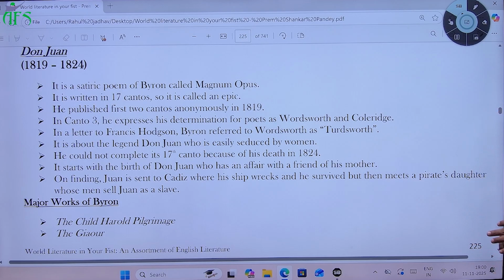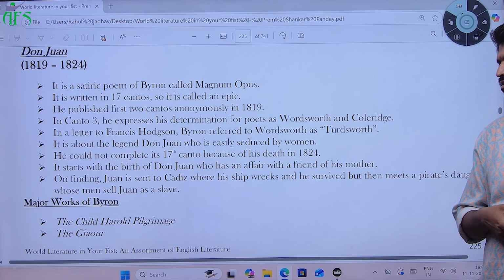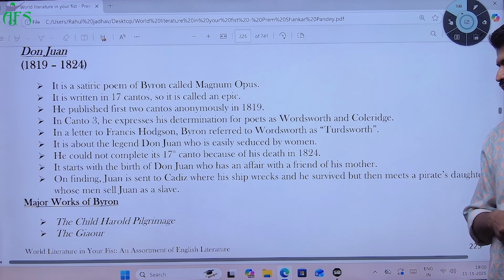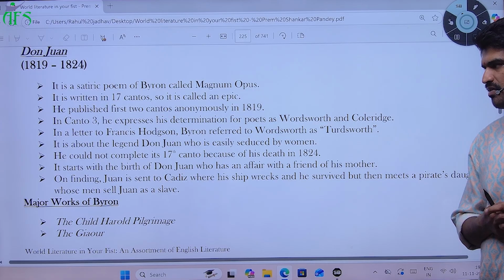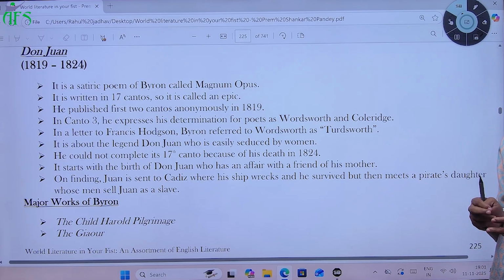In Canto 3, he expresses his contempt for poets such as Wordsworth and Coleridge. In a letter to Francis Hodgson, he referred to Wordsworth as a Thirdsworth. It is about the legend of Don Juan, who is easily seduced by women. He could not complete its 17th canto because of his death in 1824. It starts with the birth of Don Juan, who has an affair with a friend of his mother.